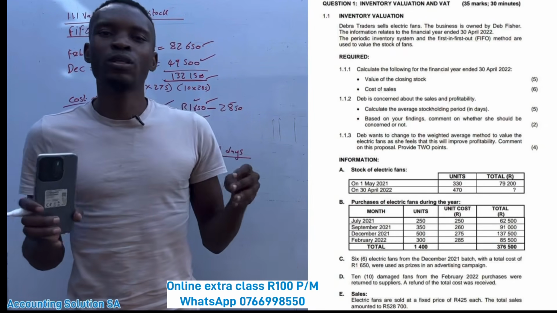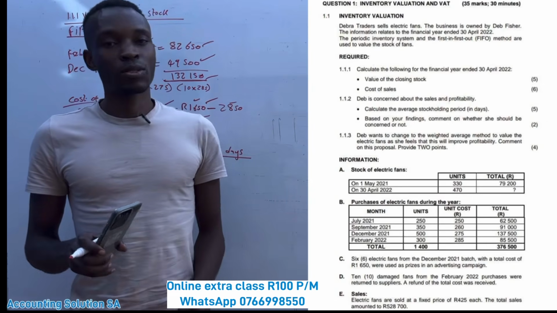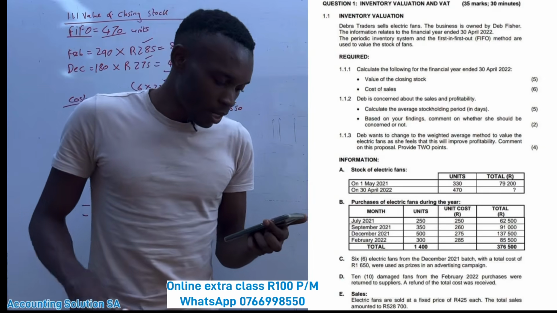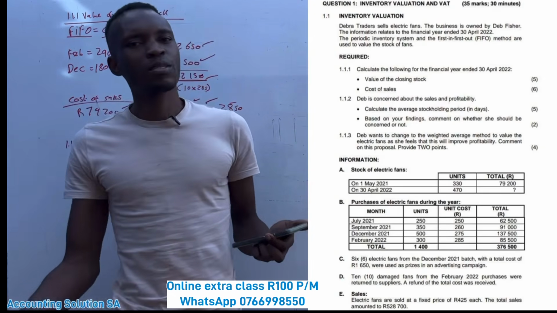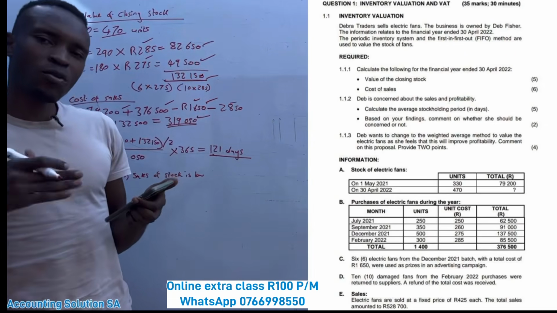Average, we can only use it for smaller items like sweets. You can't count 10,000 sweets, guys, one by one. It's too much. But because this is an electric fan, we can count them simply, which means that we need to use the FIFO method. Okay, so I hope you learned something, guys.